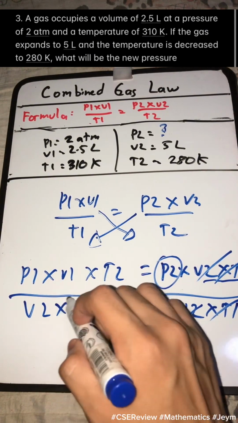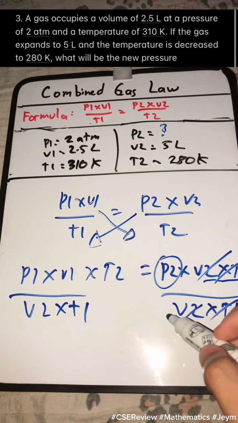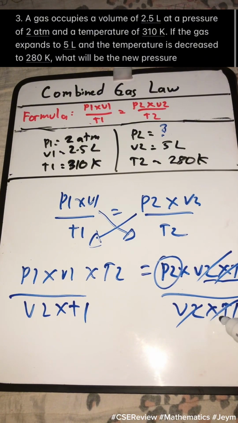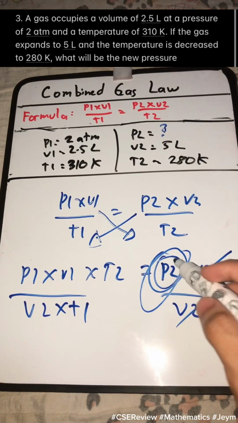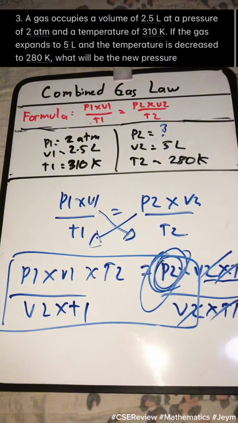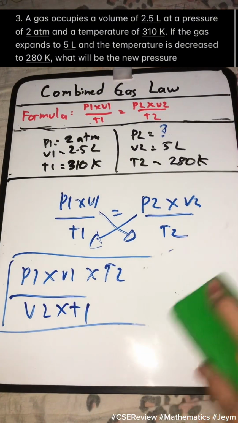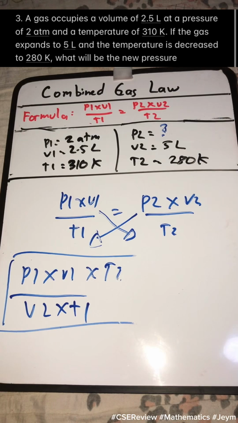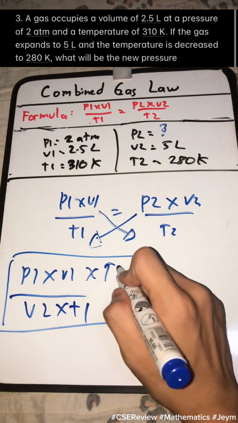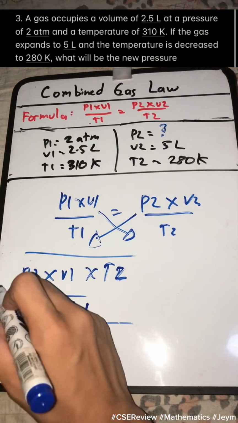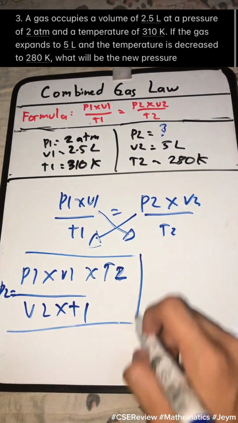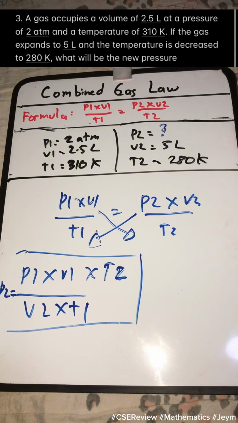So let's copy this because we divide both sides by V2 and T1. So we have the isolated P2. So this will be our formula for this question guys. So I'm gonna rewrite this so that you will not be confused. Let's put this on the right side. We have P2 equals P1 times V1 times T2 over V2 times T1.